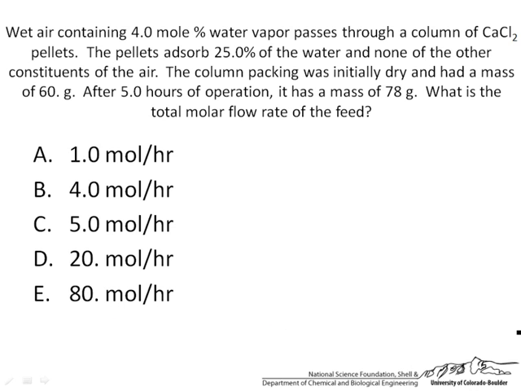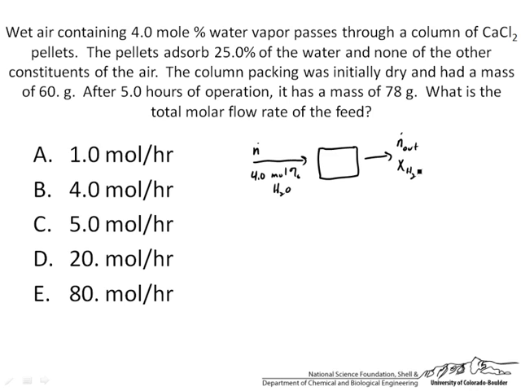What we basically have is a semi-batch operation in which calcium chloride is selectively absorbing water out of the air. And so we're removing water from a particular stream. That stream has an unknown inlet molar flow rate, but the composition is known. It's 4.0 mole percent water. Out of the system, we have an unknown flow rate and an unknown composition, or mole fraction of water, so I'll call that XH2O.